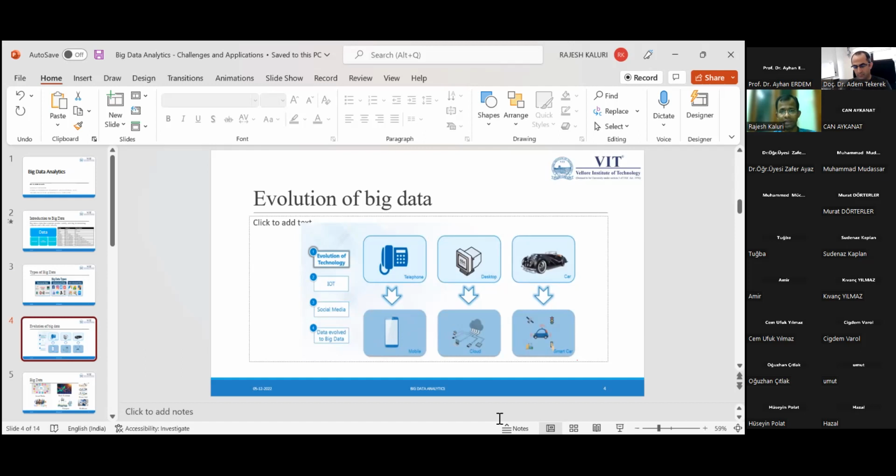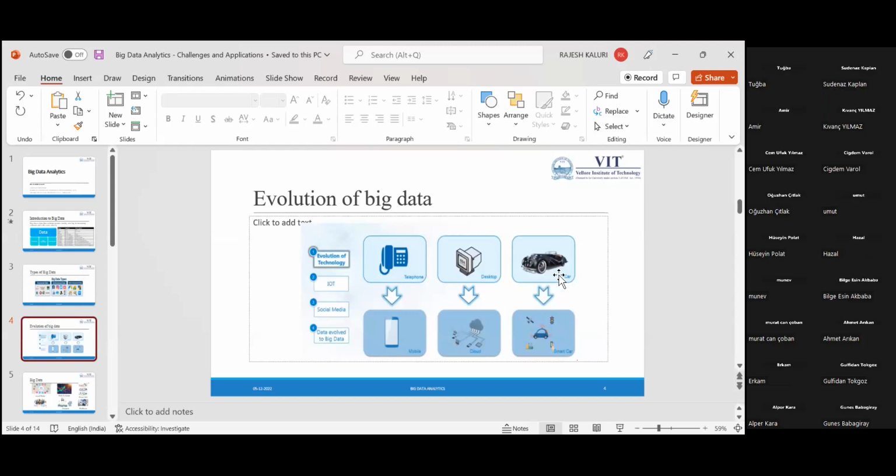Coming to the other point, from the desktop we have migrated into clouds. I am telling you all the possible ways how the evolution of big data has happened. Also, another example is traffic. Previously the cars, vehicles, trucks, buses did not have any kind of tracking system. But now we have a tracking system for almost all the vehicles.